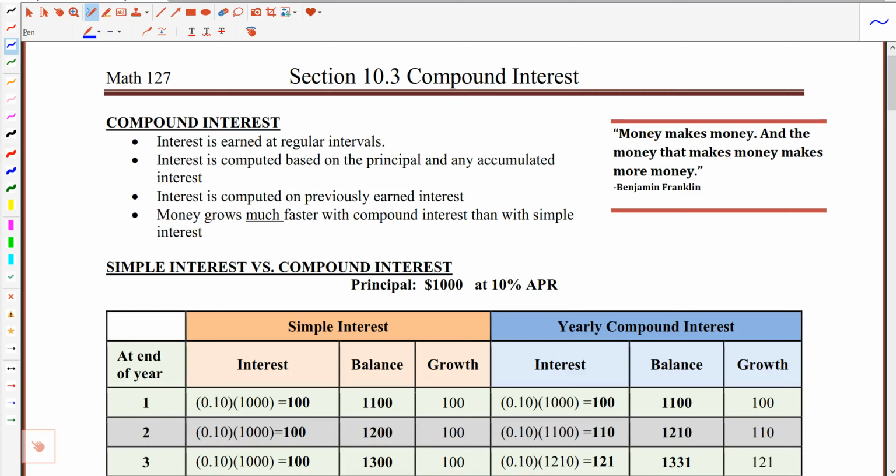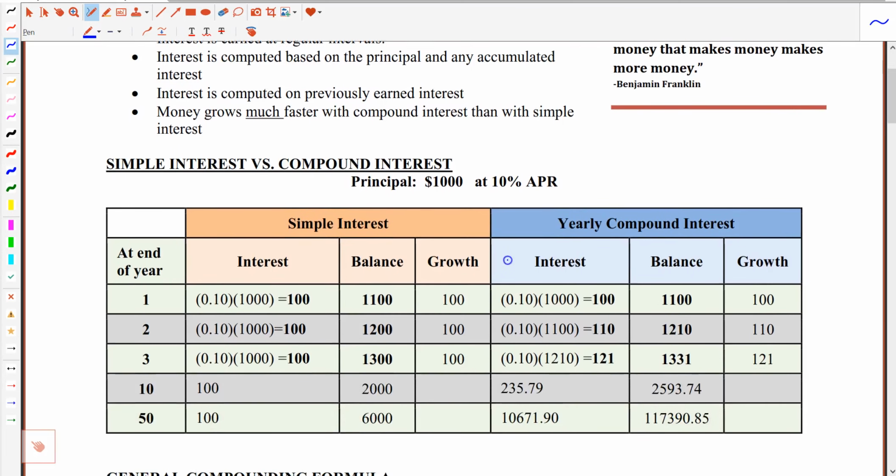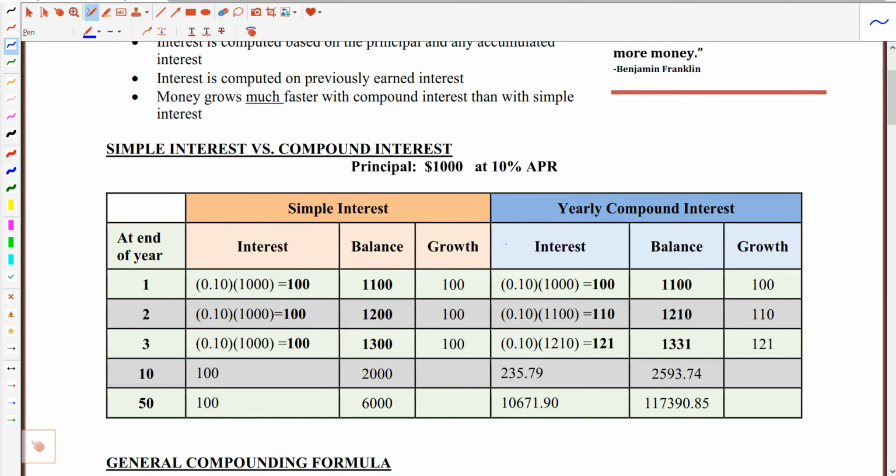Under simple interest, that wasn't the case. In that case, interest was only computed based upon the initial principal. Compound interest will have money grow much faster than under simple interest. So let's take a look at one scenario so you can see how things are a little bit different under compound interest versus simple interest.